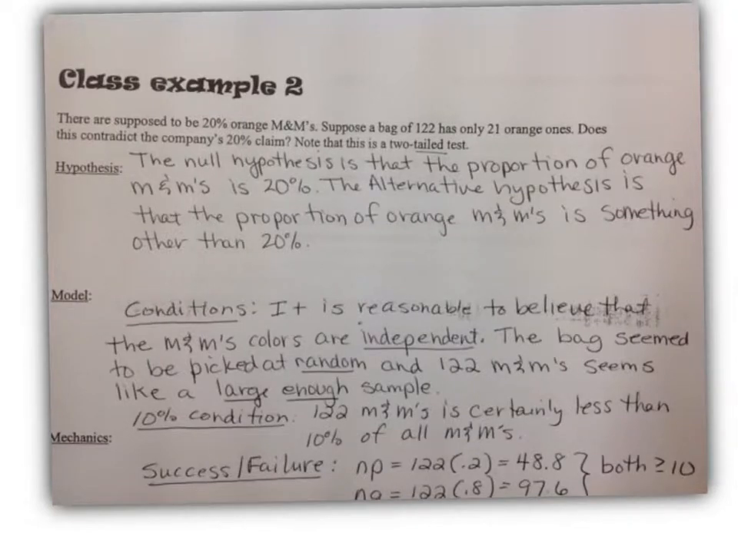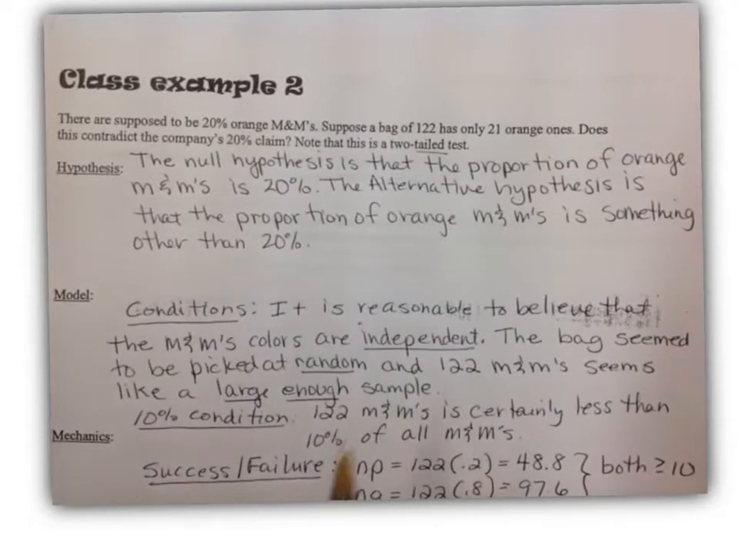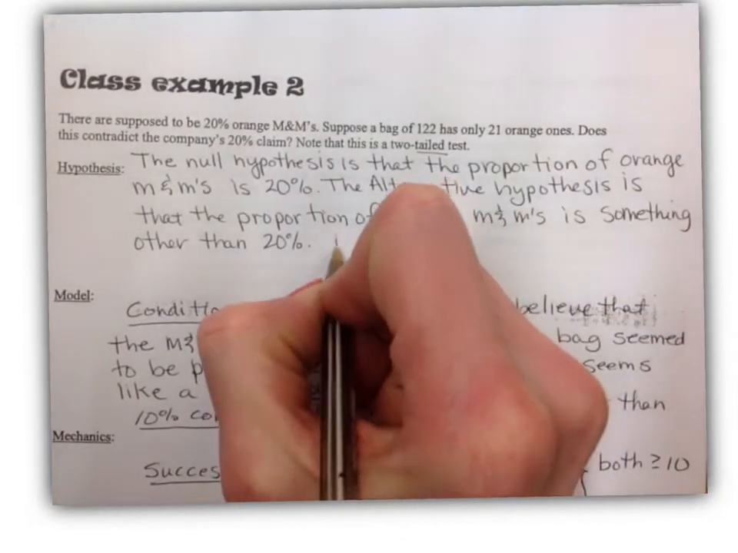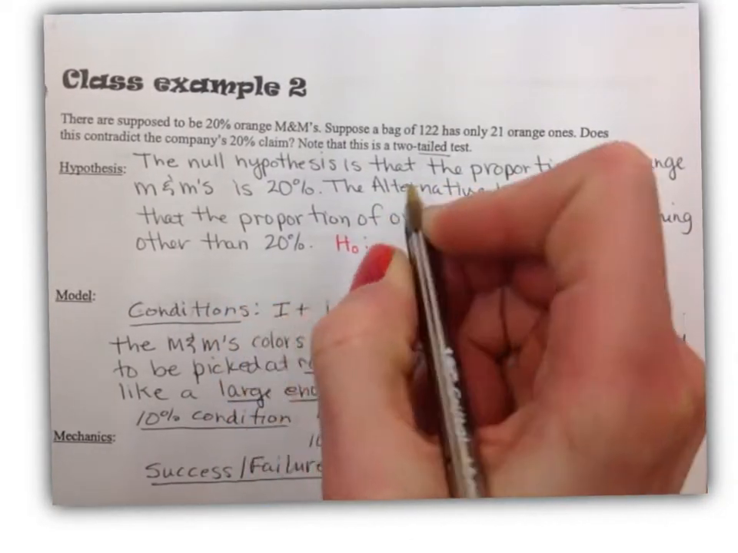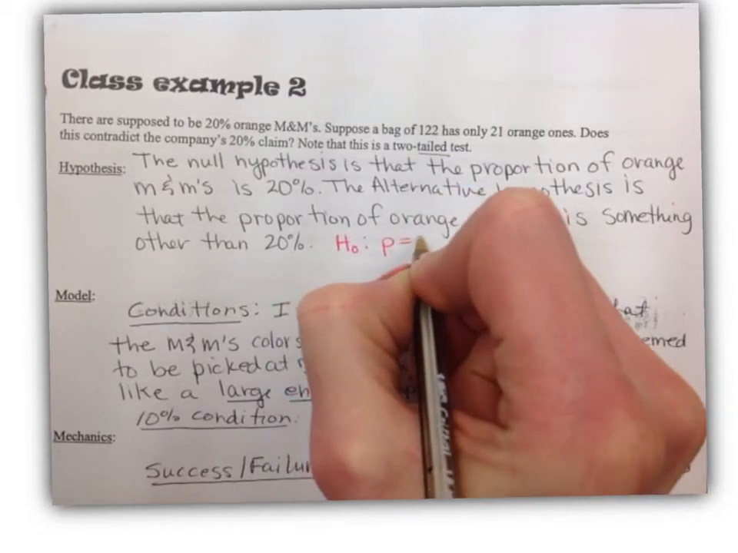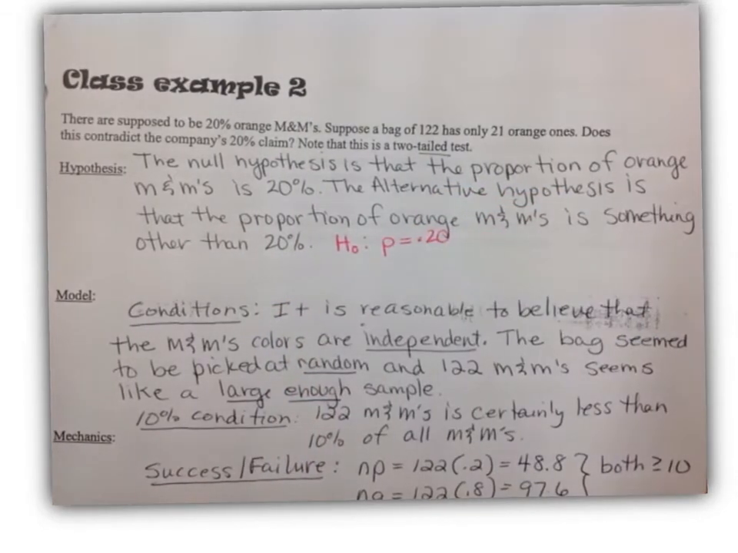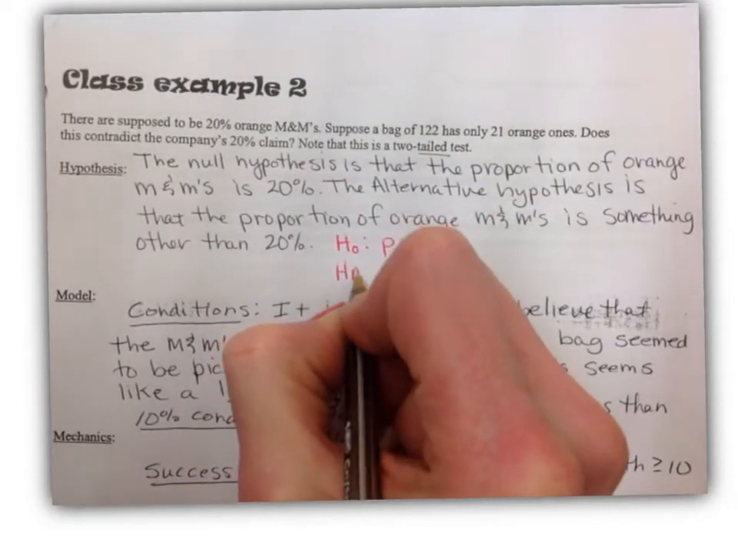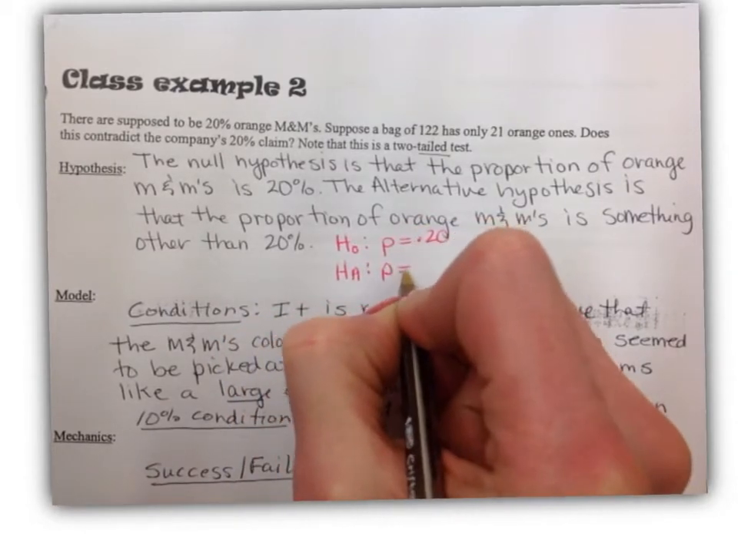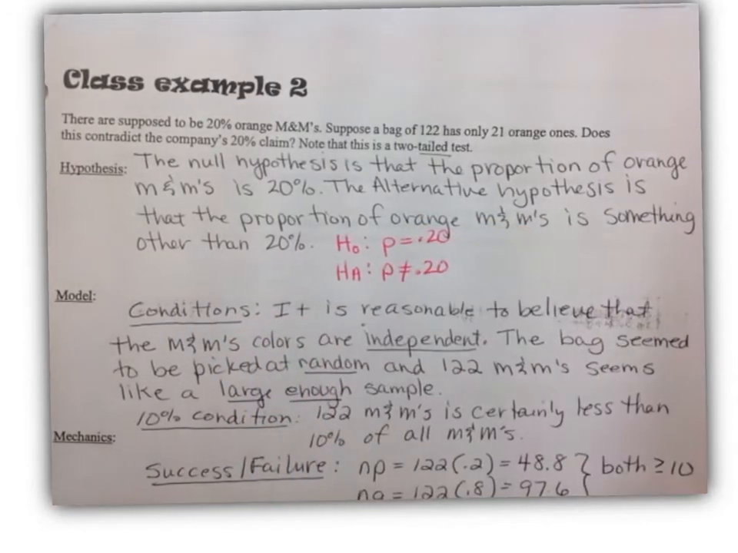Does this contradict? It's going to be two-tailed. Two-tailed because we want to know if it contradicts it. Is it more or less? I don't care if it's more or less. I don't care if what I got was off. I just want to know, is it different? Null hypothesis: is the proportion 20%? Alternative: is it something else? In symbol form, null hypothesis, is my value 20%? Alternative hypothesis, is my value something other than 20%?